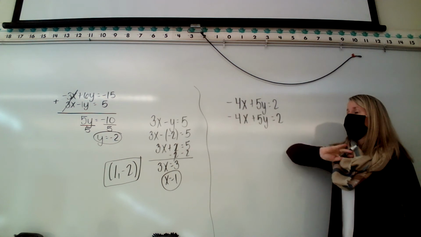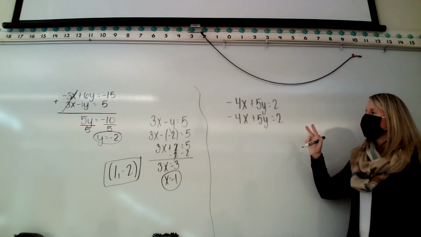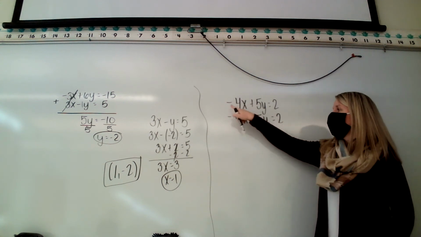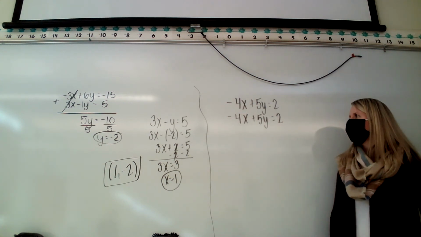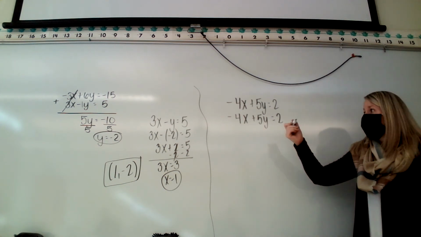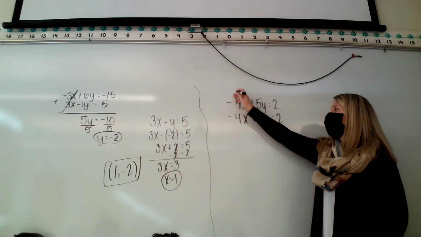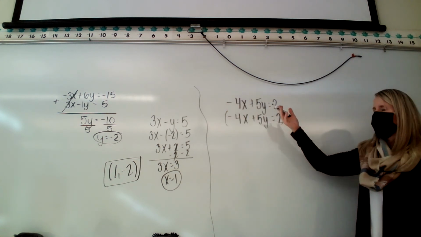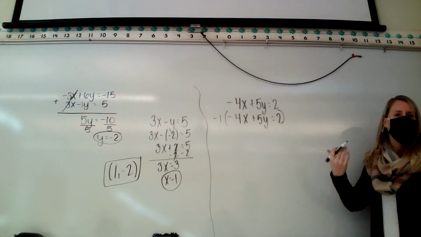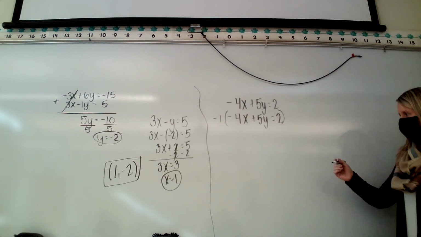The numbers are the same, so I'm feeling good about that. But I need their signs to be opposite to eliminate. So if these are both negative, I want to turn one of them positive. How could I do that? Yep, multiply by a negative. Beautiful. You just multiply by negative 1. Pick one. Sometimes you might pick a different one. It's fine. I just randomly pick the second one. I'm going to multiply by negative 1 just to change the sign.